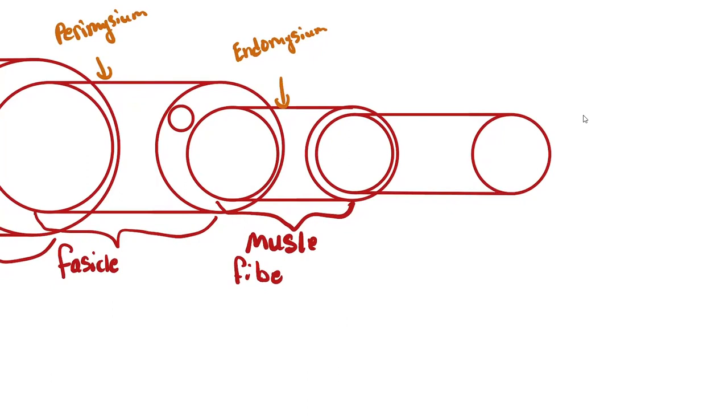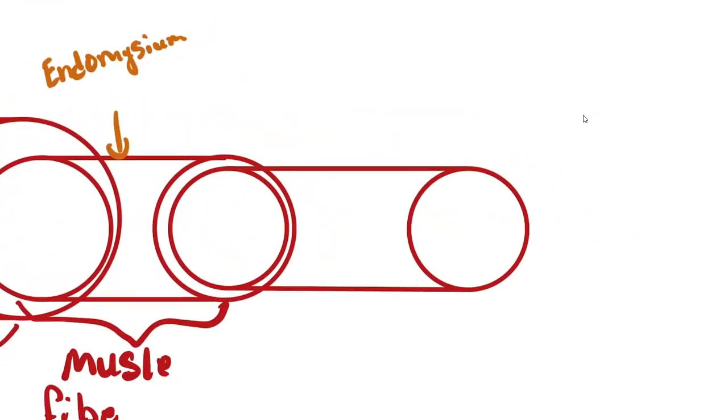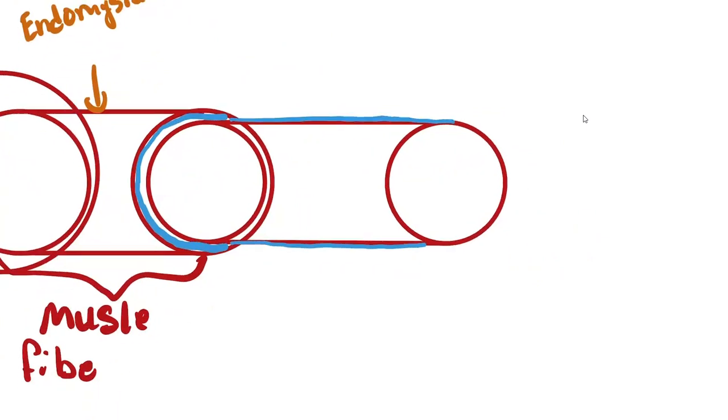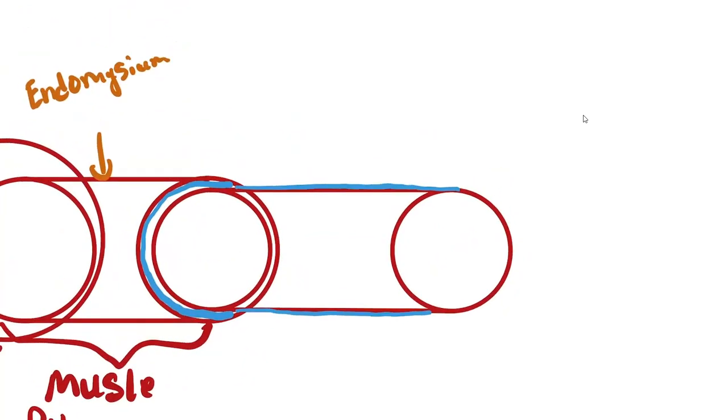And another note is that underneath the endomysium is the sarcolemma. So right on top of the sarcolemma is the endomysium. So the blue is the sarcolemma.